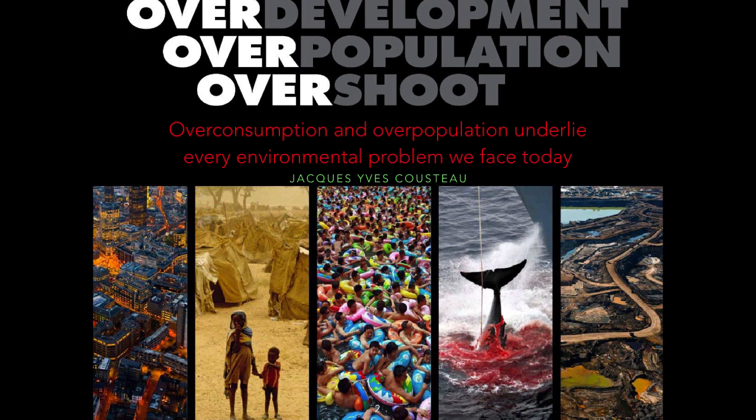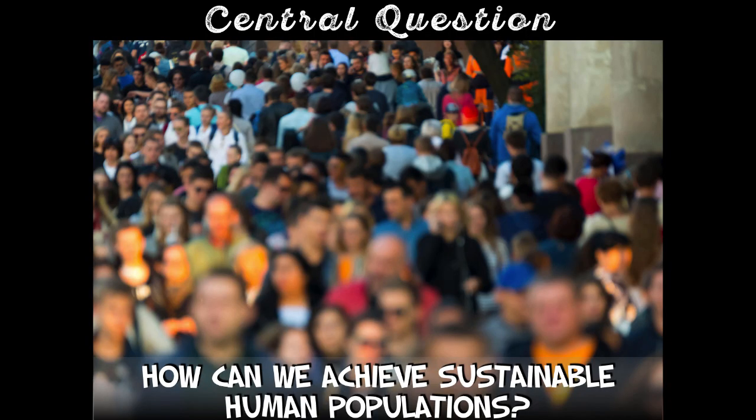So today, based on the human population, we'll be asking one main central question: how can we achieve a sustainable human population? Meaning, how can all of these almost 8 billion people, maybe more, live on this planet sustainably, that is, without any negative impact on our future generations?